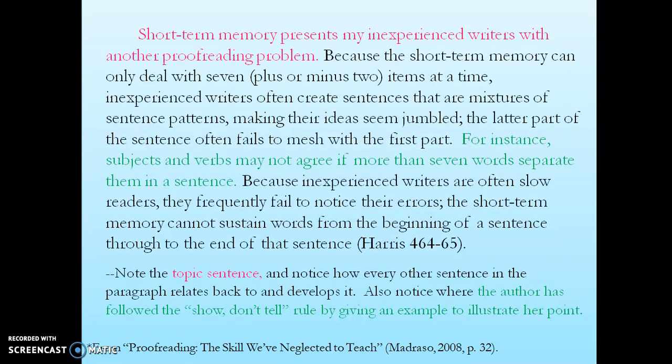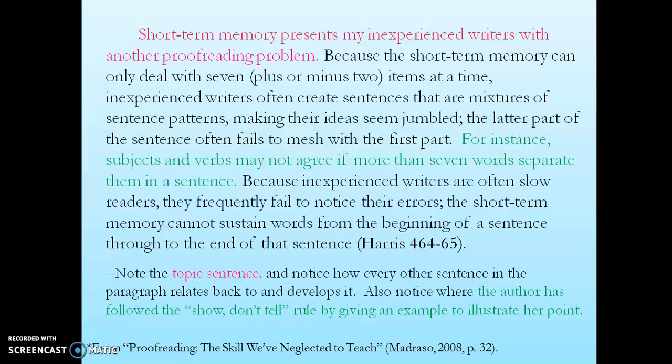And note that I have highlighted the topic sentence in pink. Short-term memory presents my inexperienced writers with another proofreading problem. Because the short-term memory can only deal with 7 plus or minus 2 items at a time, inexperienced writers often create sentences that are mixtures of sentence patterns, making their ideas seem jumbled. The latter part of the sentence often fails to mesh with the first part. For instance, subjects and verbs may not agree if more than 7 words separate them in a sentence. Because inexperienced writers are often slow readers, they frequently fail to notice their errors. The short-term memory cannot sustain words from the beginning of a sentence through to the end of that sentence.